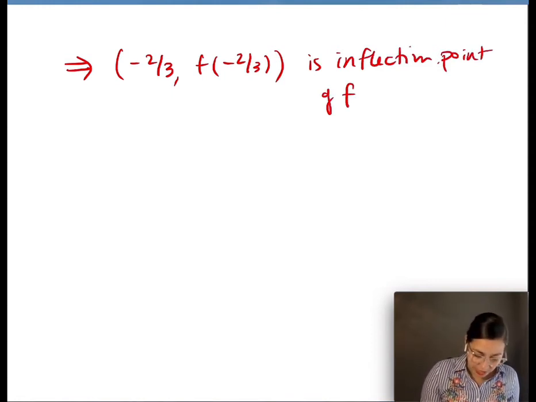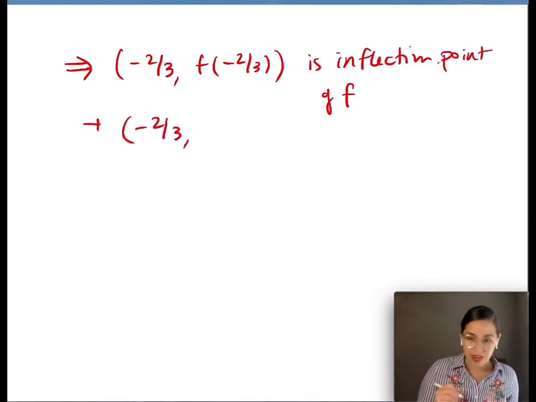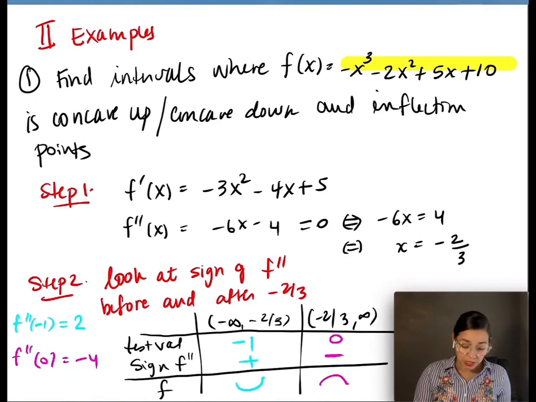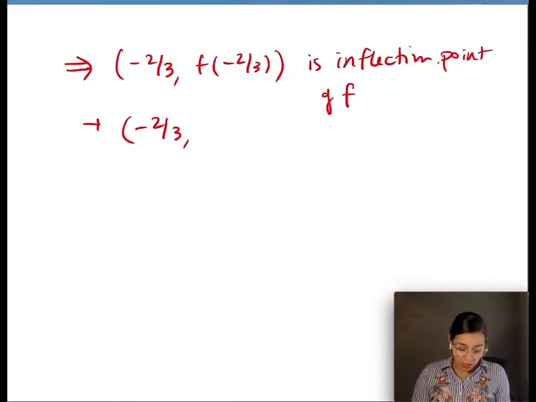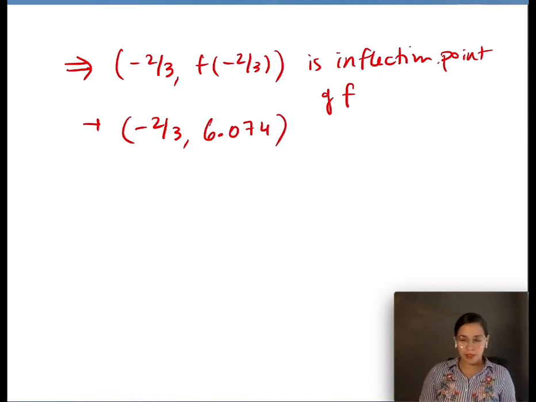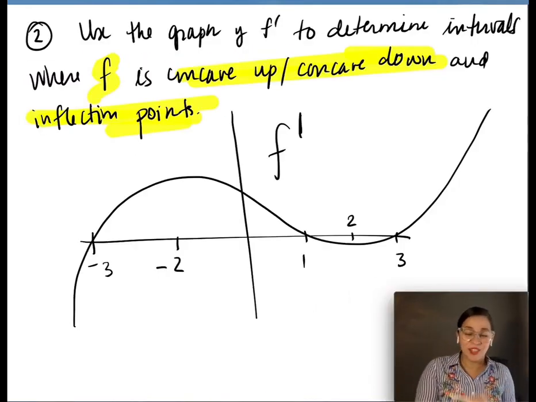So the second derivative tells me that my function has an inflection point at negative 2/3. The original function is the one I have to use in order to find the actual point. So when I substitute negative 2/3 into the function, I get 6.074. That's what I get. Perfect.